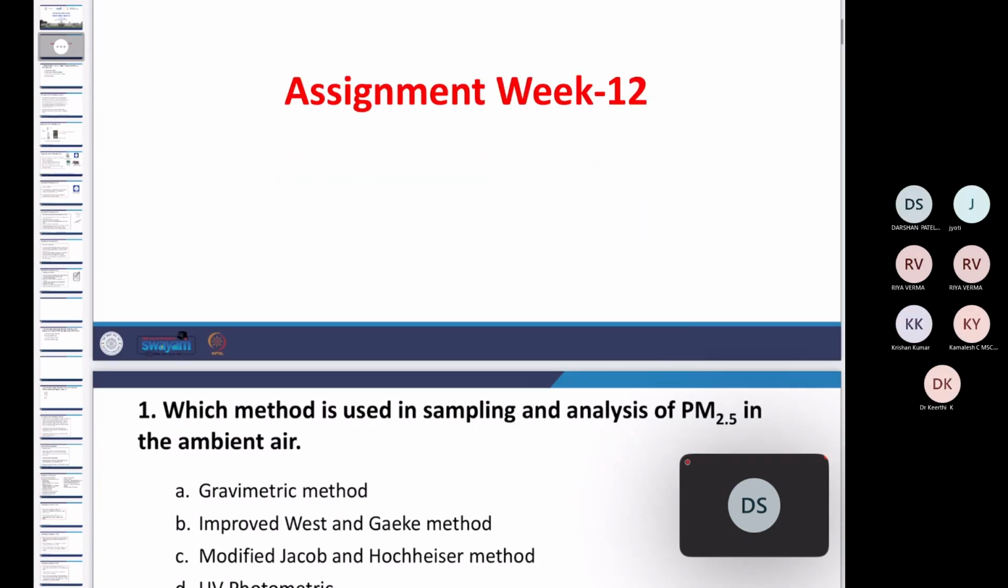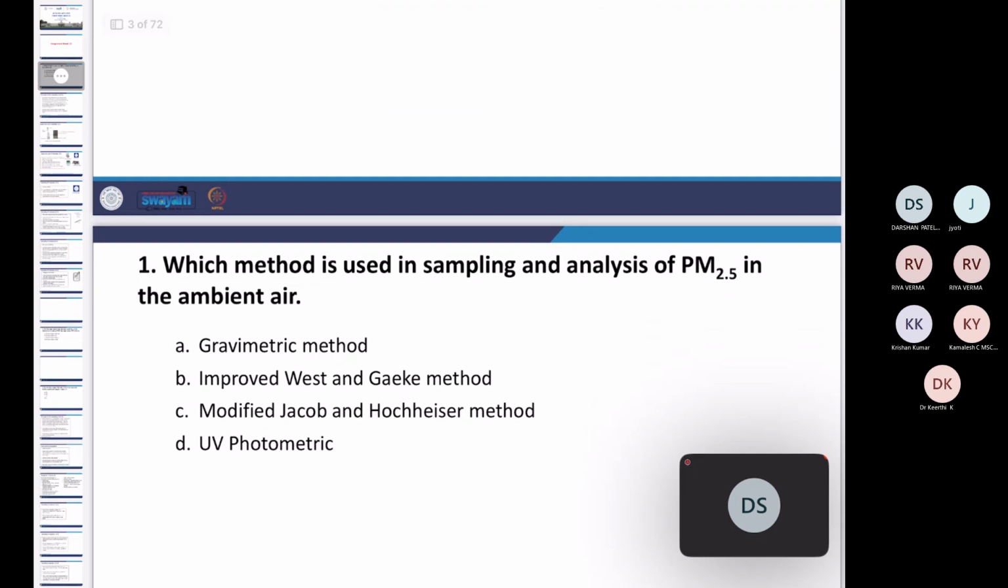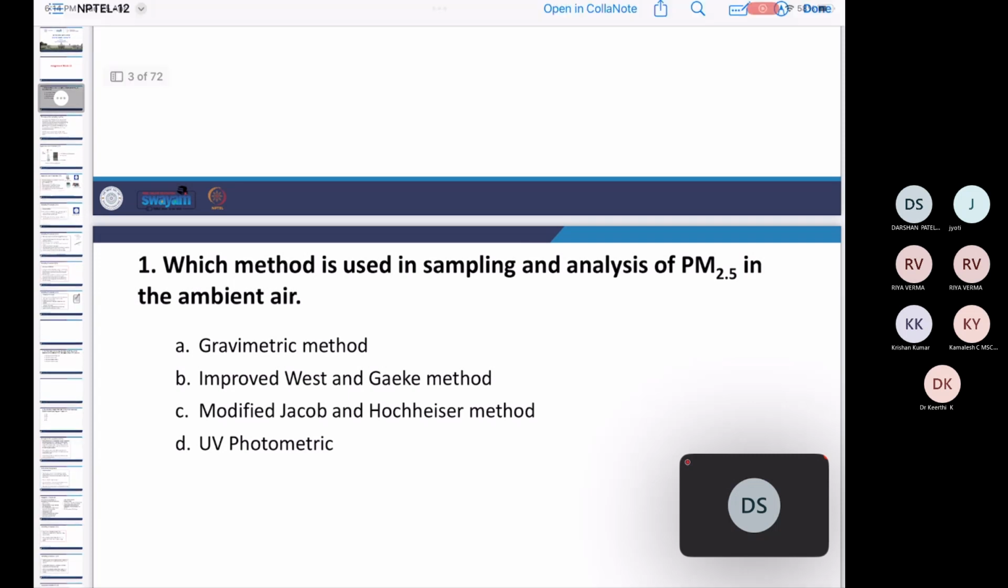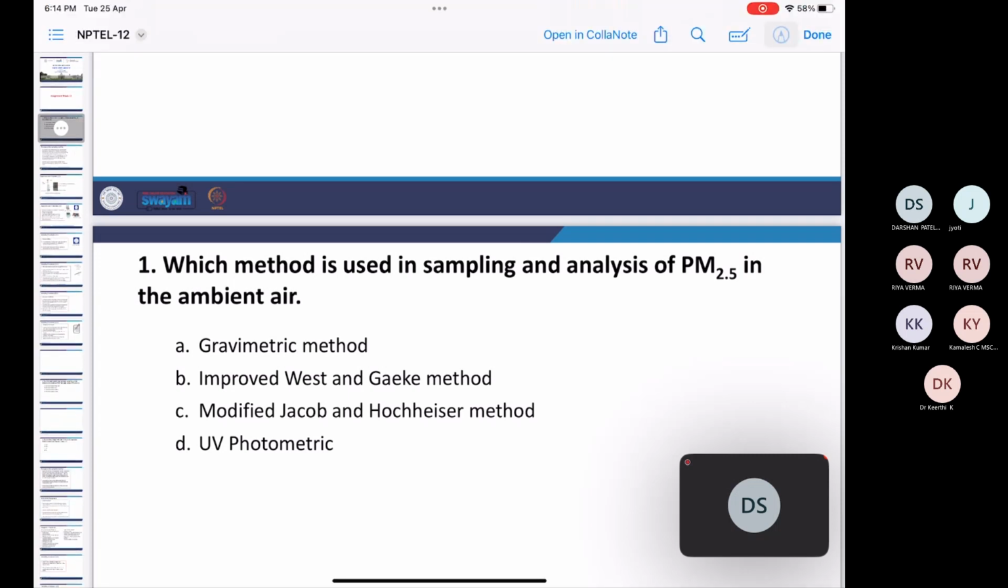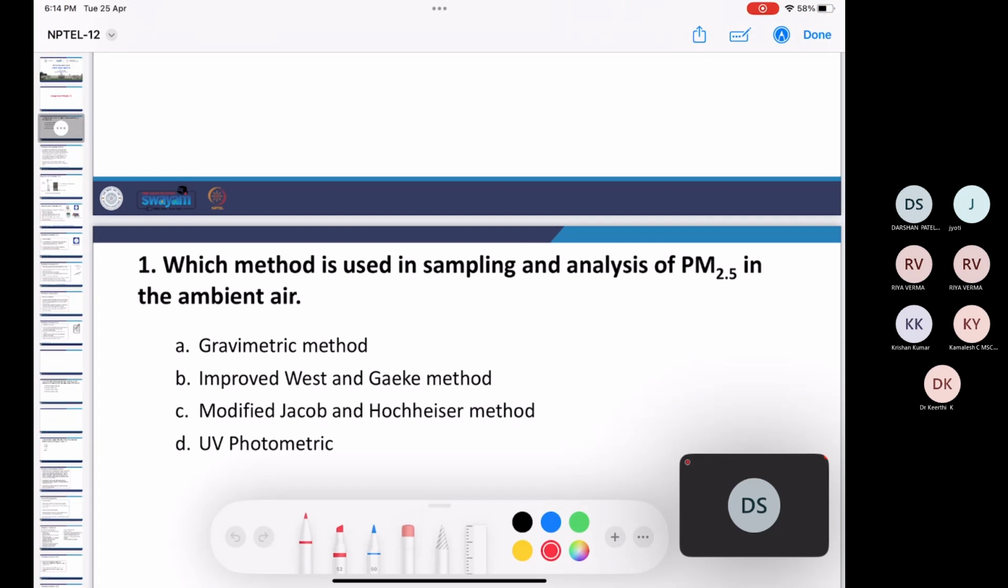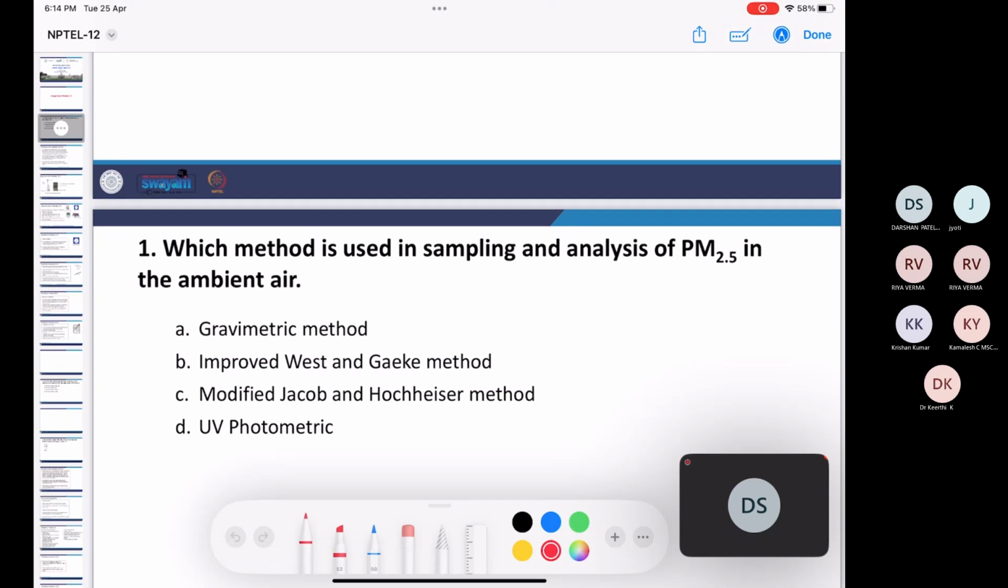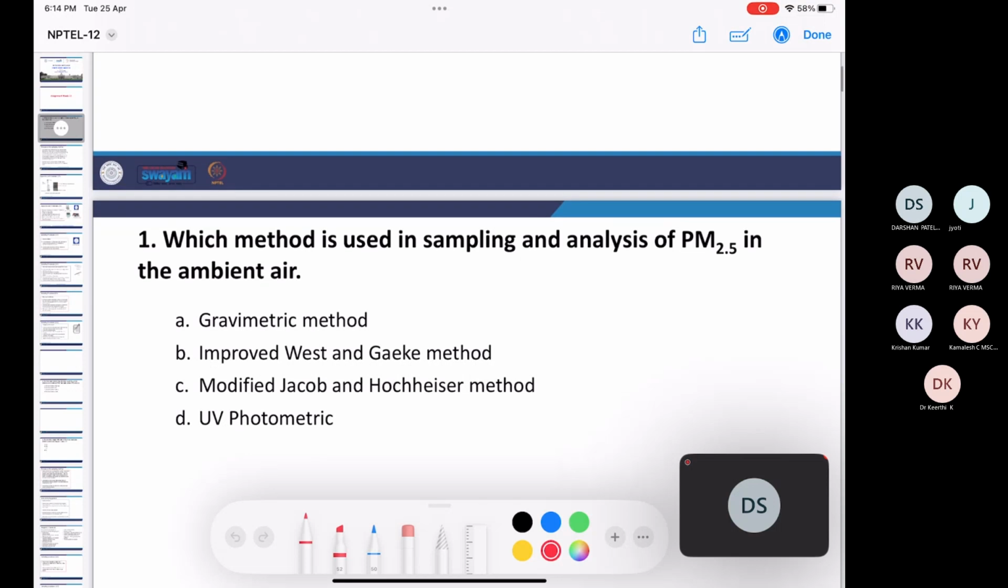Okay, so let's start with the first question. The first question says, which method is used in sampling and analysis of PM 2.5 in the ambient air? And your options are: first is gravimetric method, next we have improved West and Gaeke method, third is modified Jacob and Hochheiser method, and the last is UV photometric method. So for the sampling and analysis of PM 2.5 in the ambient air, which method you will prefer? Anyone?